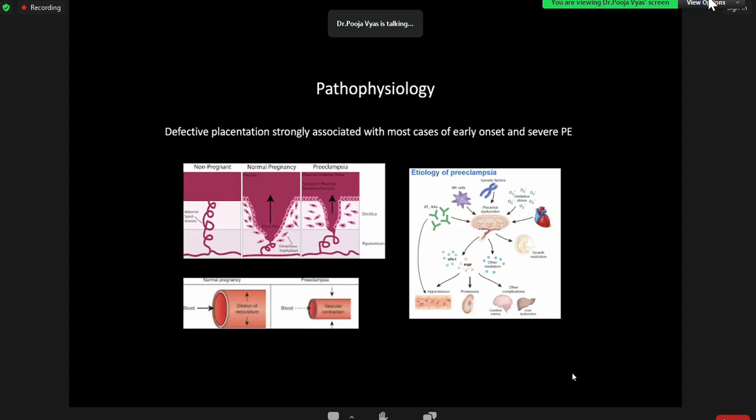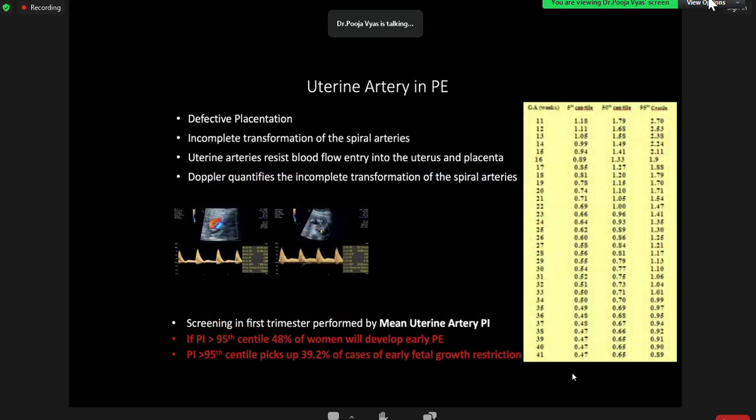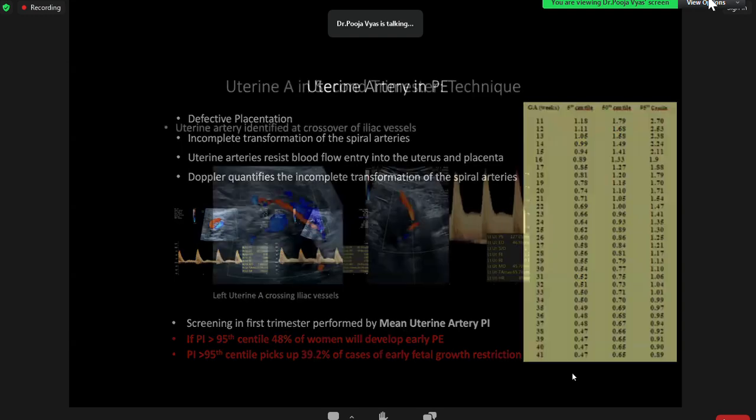Defective placentation is strongly associated with most cases of early onset and severe preeclampsia. Uterine artery PI, if we see that the mean PI is more than the 95th centile, 48% of females will develop early preeclampsia, and approximately 40% of cases of early FGR can be diagnosed.